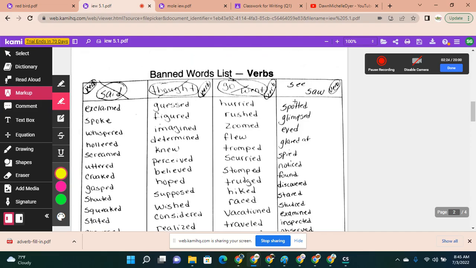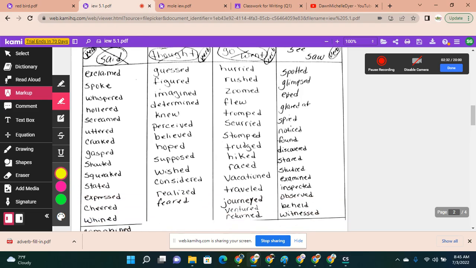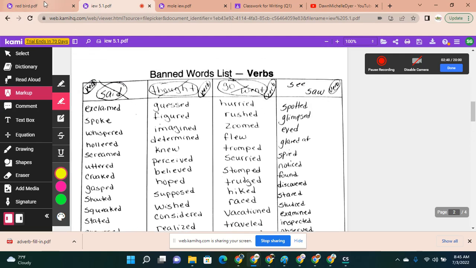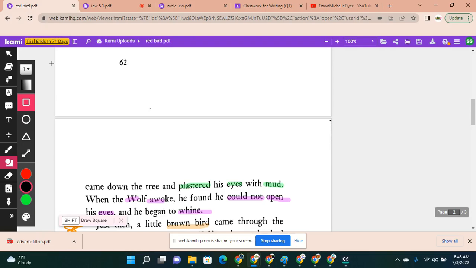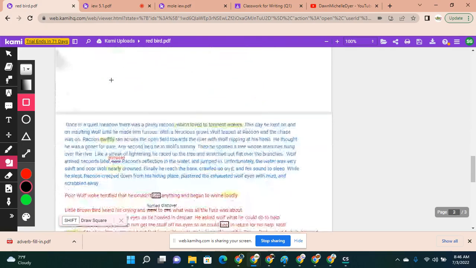So here, instead of saying she saw a log, you'd say she spotted, she glimpsed, she noticed, she observed, she witnessed. So you want to go in and, like I said, look for any of these weak words in your writing. Okay, so I'll show you an illustration here of what I'm talking about.